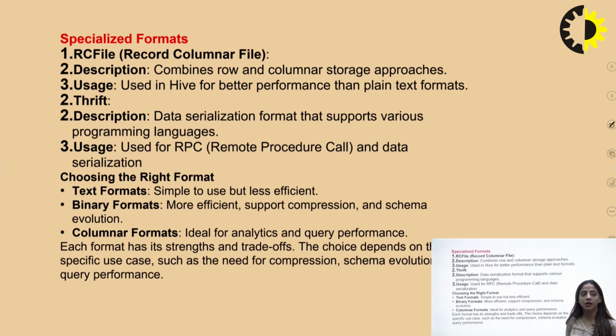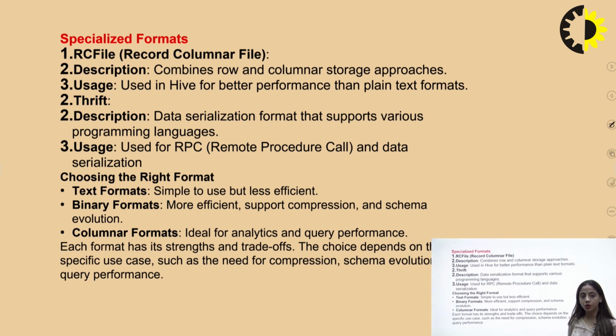Specialized formats, or RC file, record columnar file. Description of RC file is that it combines row and columnar storage approaches. Usage is that it is used in Hive for better performance than plain text formats. Thrift is a data serialization format that supports various programming languages. Usage is that it is used for remote procedure call and data serialization.